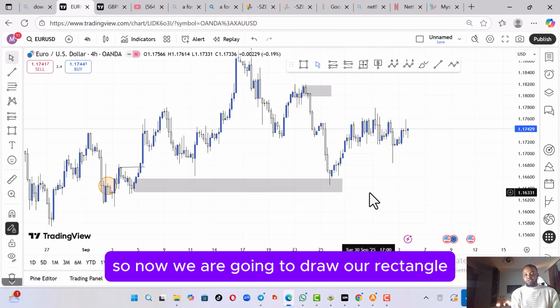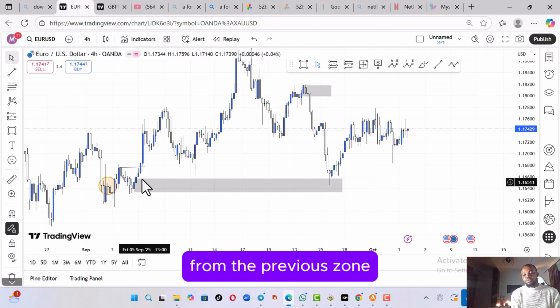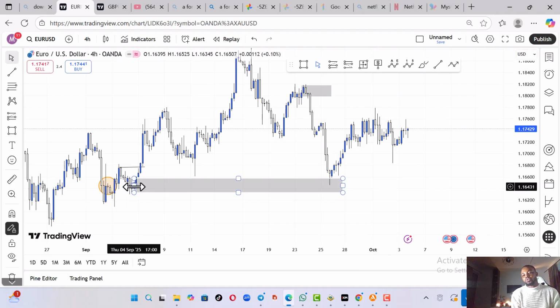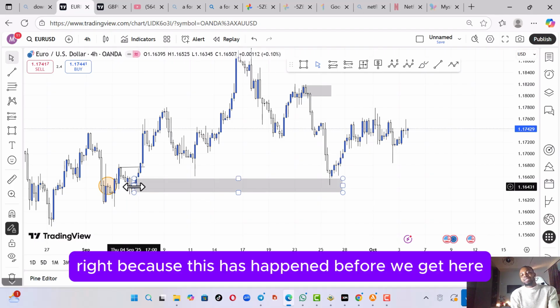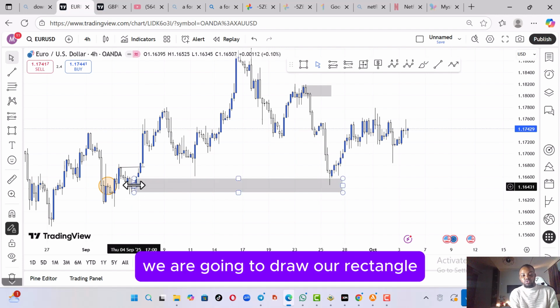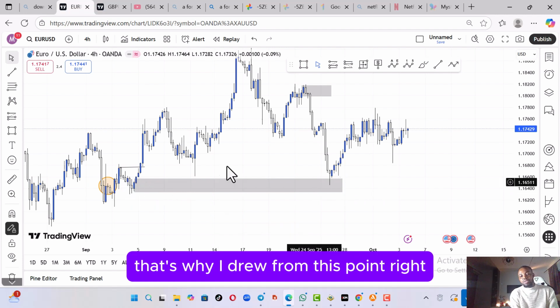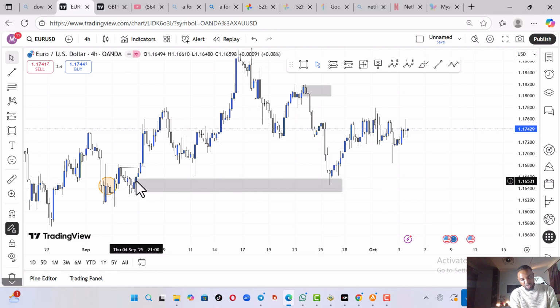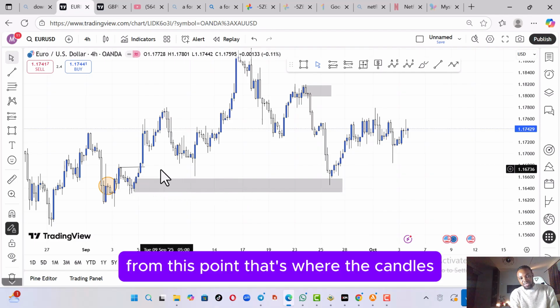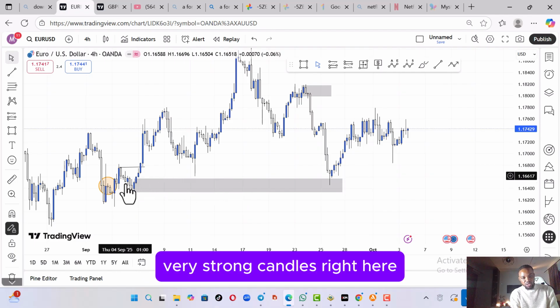Okay, so now we are going to draw our rectangle from the previous zone, right? Because this has happened before we get here. So what we are going to do now is draw our rectangle. That's why I drew from this point, where the candles, very strong candles, are right here.